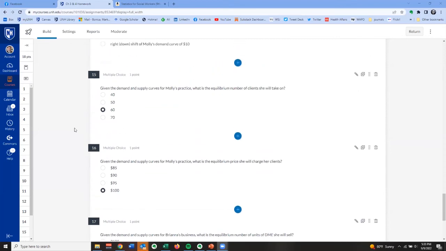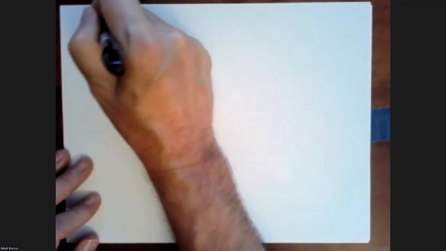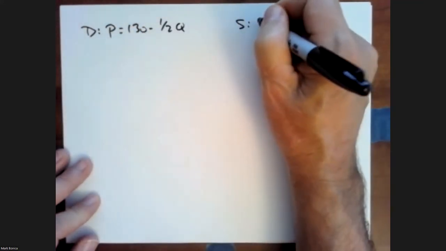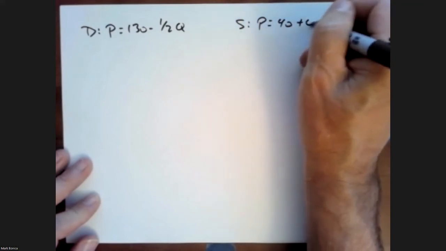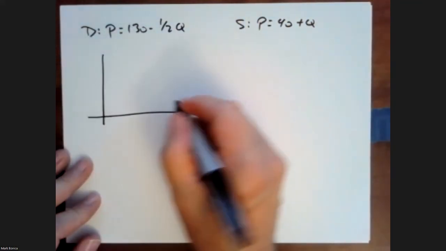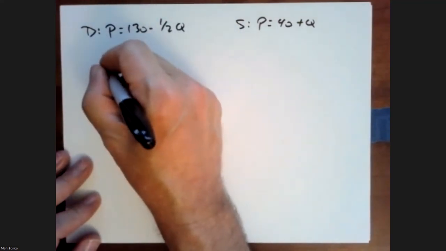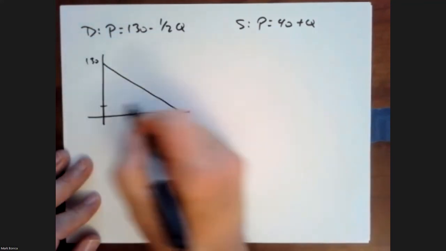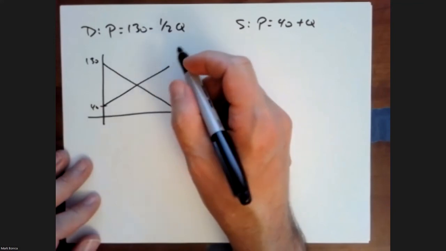Last few. All right. Given the demand and supply curves for Molly's practice, what is the equilibrium number of clients she will take on? So we said that Molly's demand curve is P equals 130 minus 1/2 Q, and her supply curve is P equals 40 plus Q. If we were to draw those two curves, her demand curve goes down like so from 130, right?